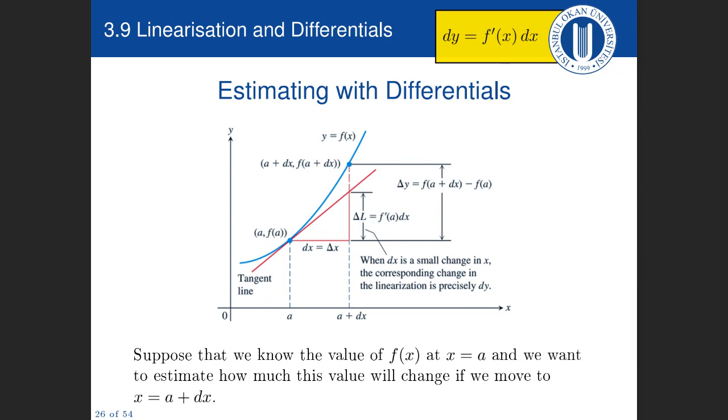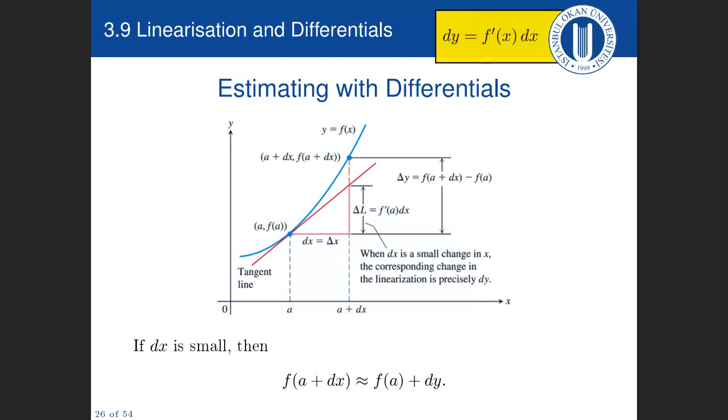Well, we can see from the picture how much it really changes. It really changes this much. And we can see how much the approximation changes. The approximation changes this much, which is the same as dy. So we can see that if dx is small, then these two things are going to be roughly the same. This distance will be roughly the same as this distance. Or that's the same as saying f at a plus dx, which is what we want, is approximately equal to f at a plus dy.